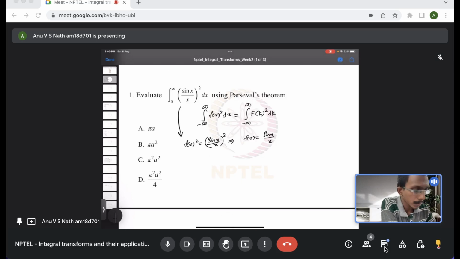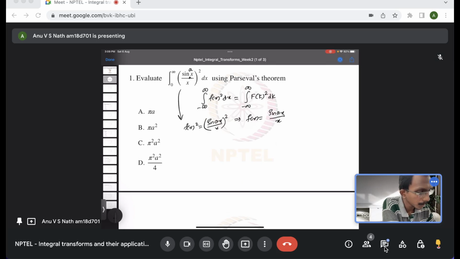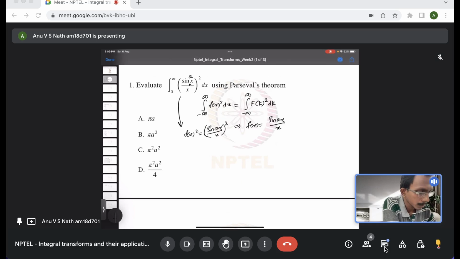Okay, sorry, I made a mistake in the question. There is a sin ax. That's how the a comes in the options. All the options have an a, right? Sorry, I missed that a. So the function is actually (sin ax by x) the whole squared. That means f of x is equal to sin ax by x.